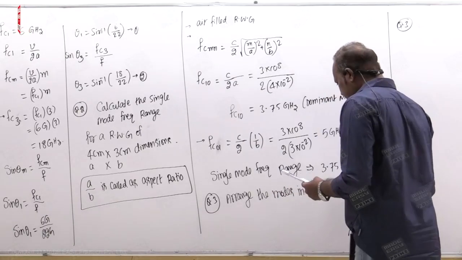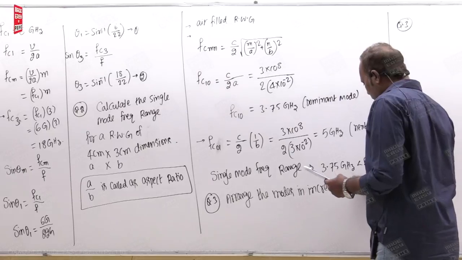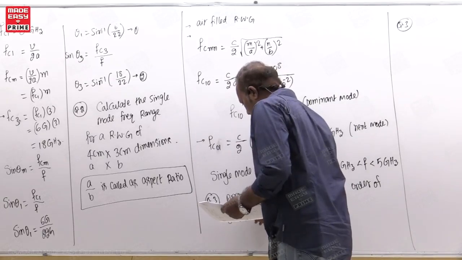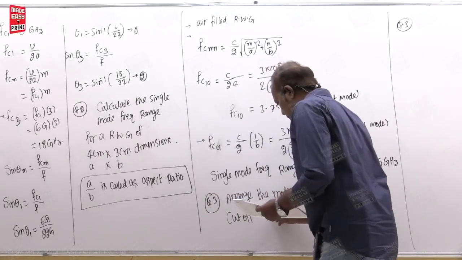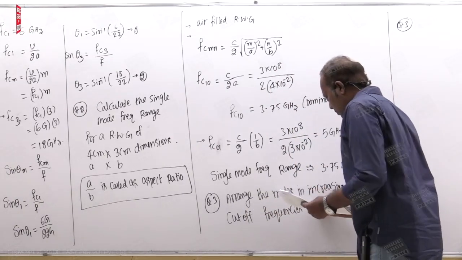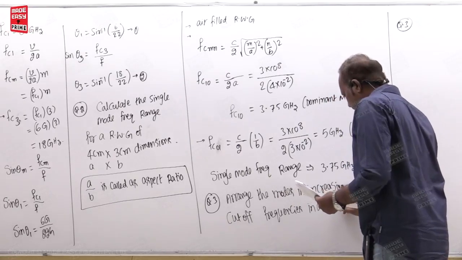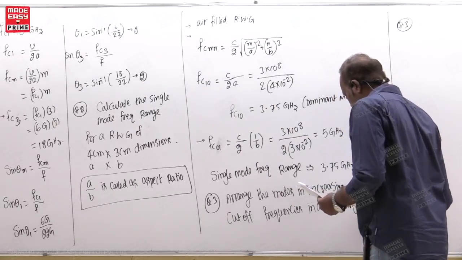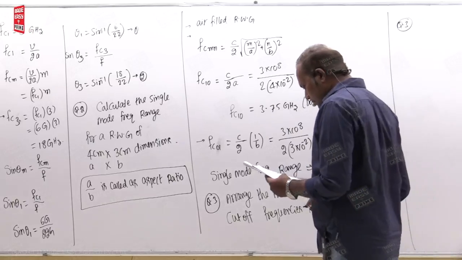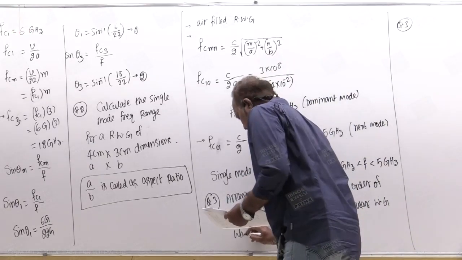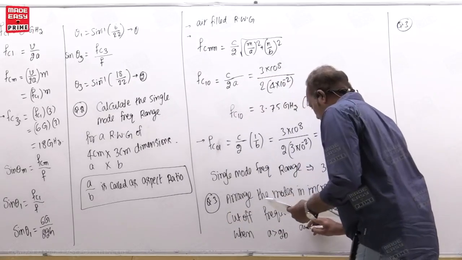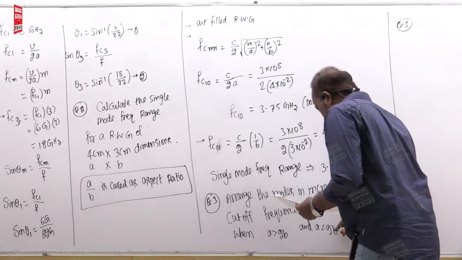Arrange the modes in increasing order of cutoff frequencies in a rectangular waveguide when a greater than 2b and a less than 2b.